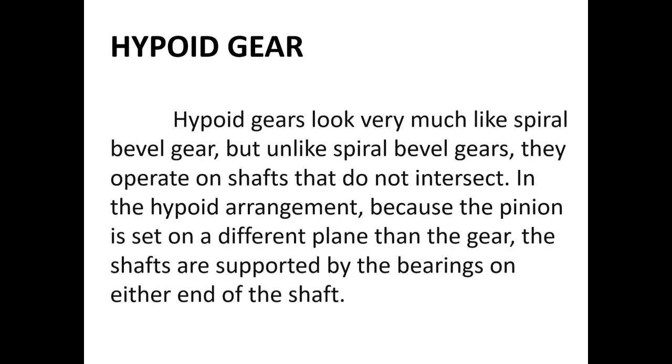Hypoid gear. Hypoid gears look very much like spiral bevel gears, but unlike spiral bevel gears, they operate on shafts that do not intersect in the hypoid arrangement because the pinion is set on a different plane than the gear. The shafts are supported by bearings on either end of the shaft.